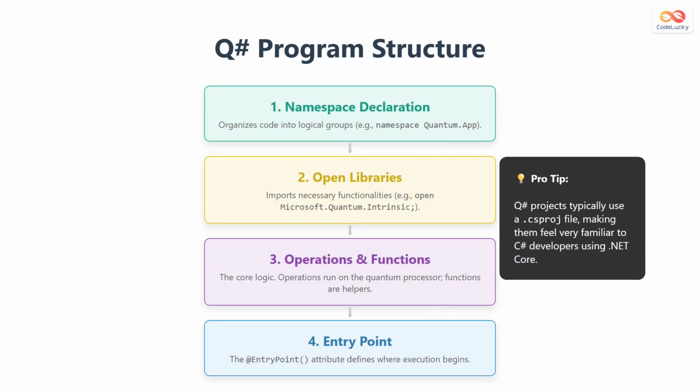A typical Q# program is structured logically. You begin by declaring a namespace, then open necessary libraries. Your core logic lives in operations, and the execution begins at the entry point. This structure is very similar to a standard .NET application.